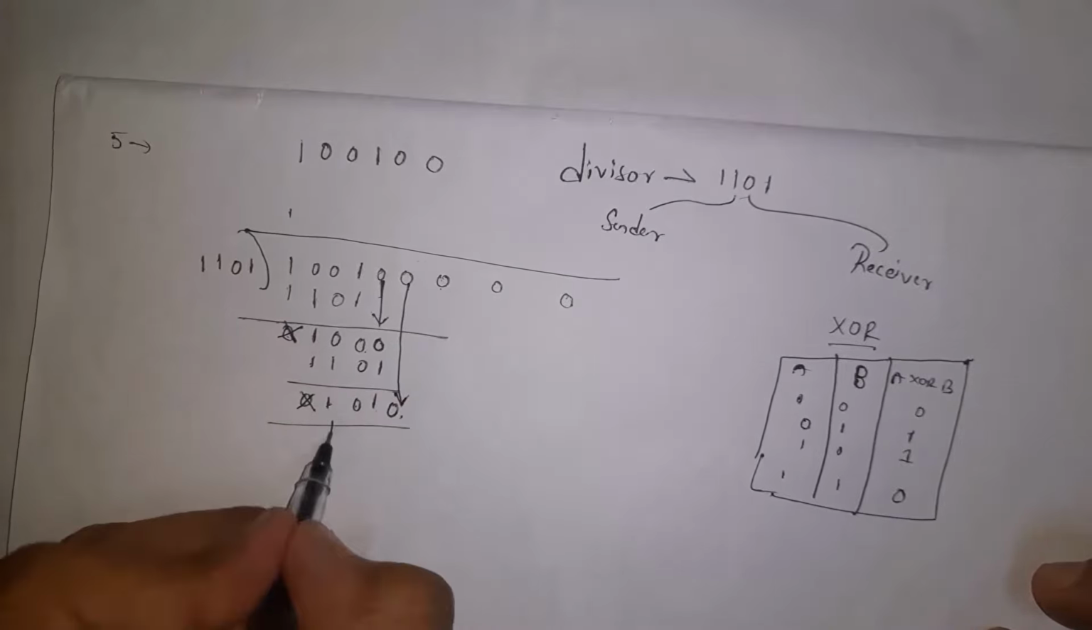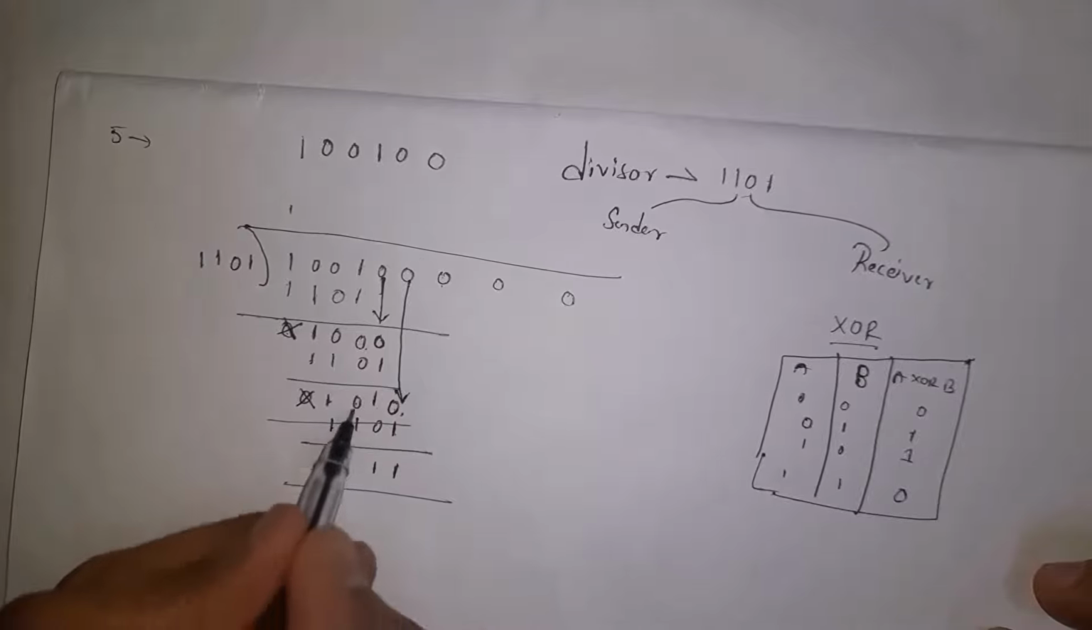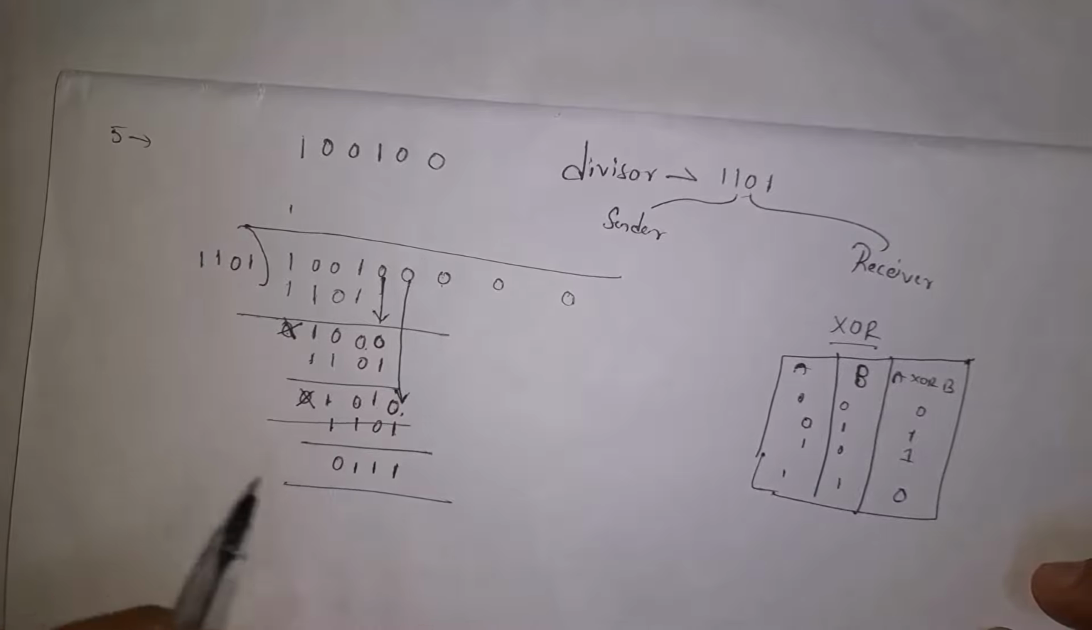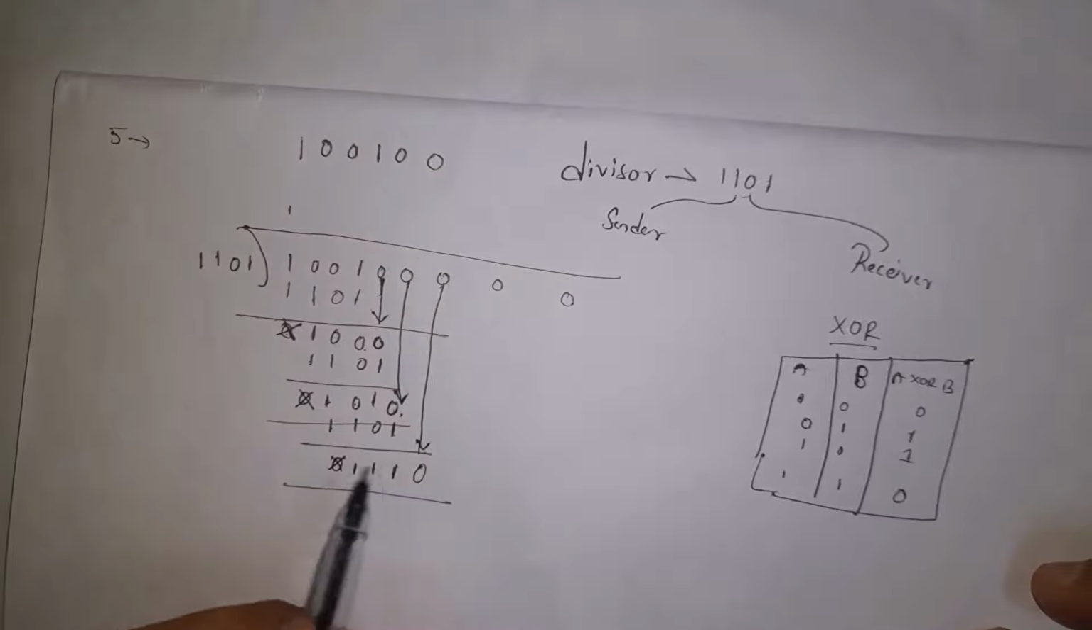Again we will divide 1, 1, 0, 1. So 0, 1, 1. 1, 0, 1. 0, 1, 1. And 1, 1, 0. As the last value is 0, you can remove this and you can add this 0. So now there are 4 bits.